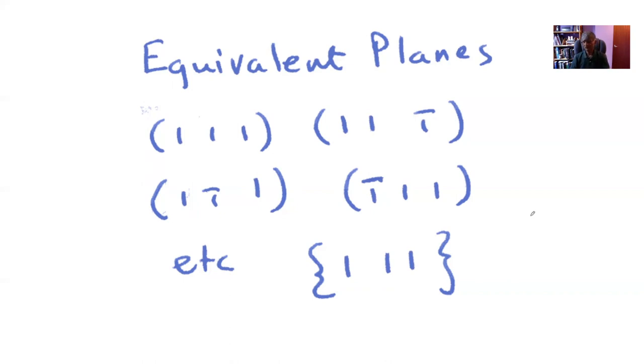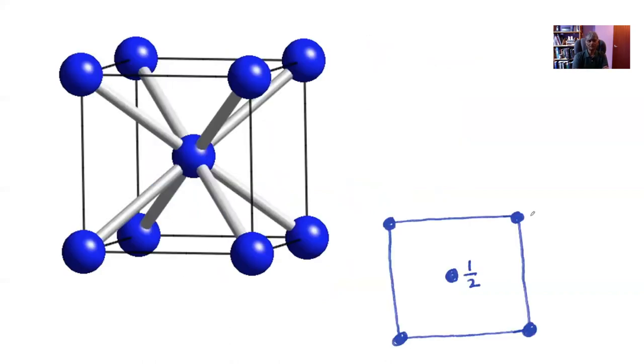Okay, now let's consider the different kinds of unit cells that we get in three dimensions. So here is a body-centered cubic unit cell. So we have lattice points at each corner and a lattice point right in the middle. And all of these lattice points are crystallographically equivalent. So there are two lattice points per unit cell. So this is not a primitive cell.